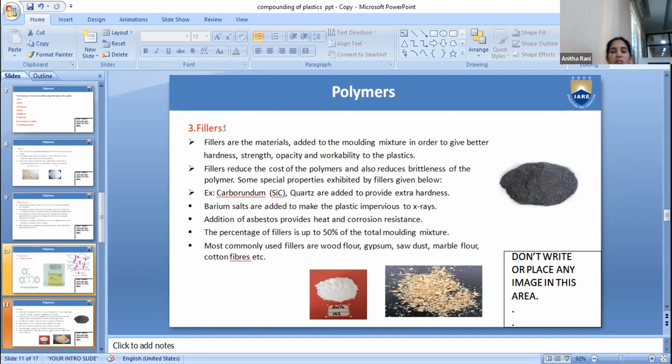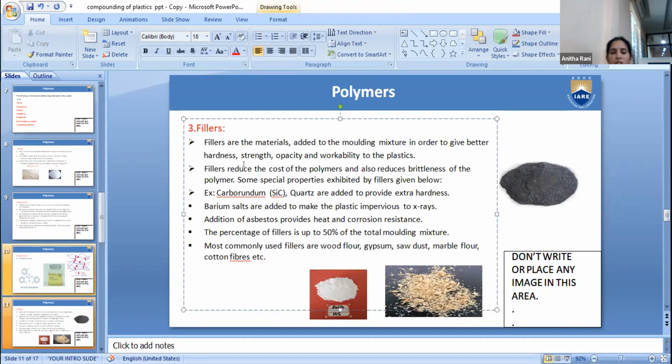So next is fillers. What is the function of fillers? Why do we have to add fillers in the compounding of plastics? To the polymer resin, first we have taken a plasticizer, and after that we are adding fillers, the other chemicals. First we will see the function.